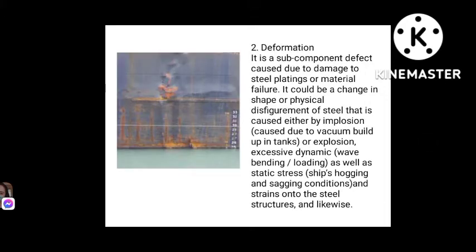The second is the deformation. It is a sub-component defect caused due to damage to steel platings or material failure. It could be a change of shape or physical disfigurement of steel that is caused either by implosion caused by the vacuum build-up in tanks or explosion. Maybe excessive dynamic wave bending or loading as well as static stress, hogging and sagging conditions and strain onto the steel structure and likewise.